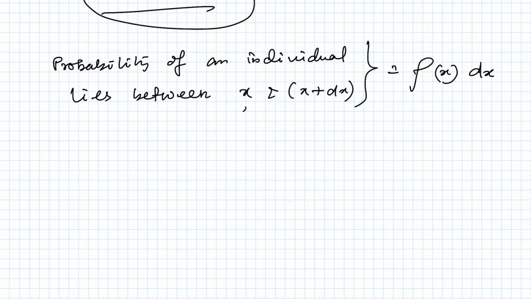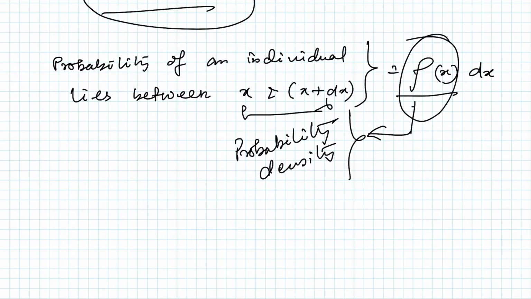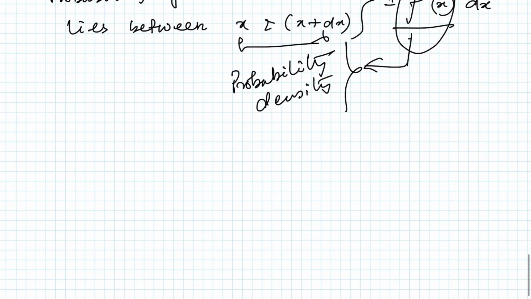So here you see dx is the width of this interval, and rho x in this case is known as probability density. This quantity is known as probability density. So it is not p of x, it is rho of x. Okay, remember that p of x represents probability and rho of x represents probability density. So the probability between a and b, we can write as the integration from a to b of rho of x dx. We can write it in this way.